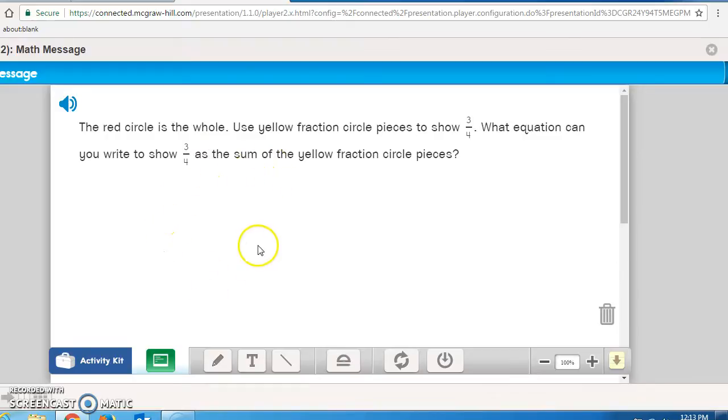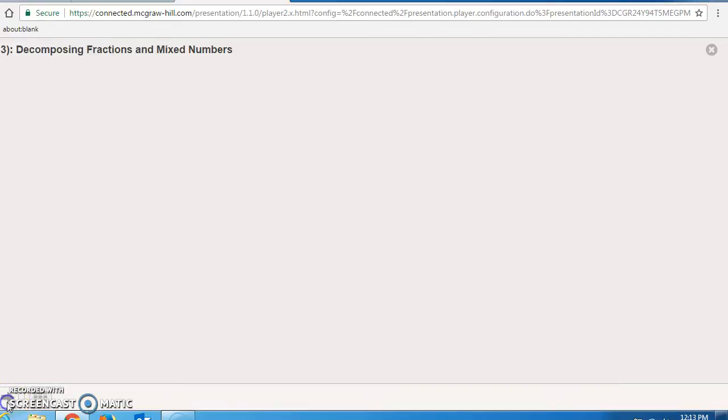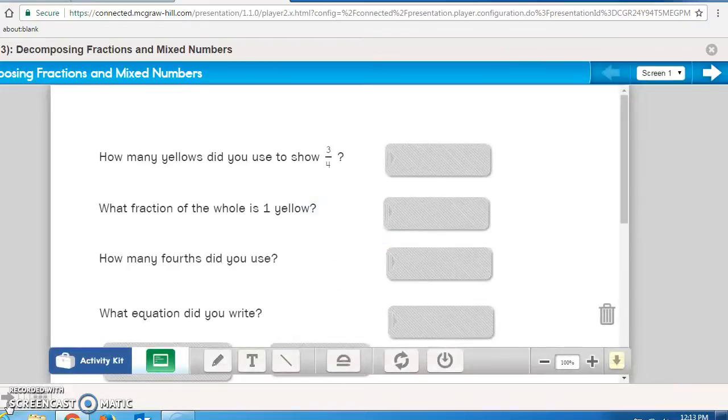So again, you should be pausing the recording and getting out your red circle that you cut out earlier and put into a Ziploc bag. You should then get out your yellow fraction circle pieces and cover it to show 3/4. And the final step you're going to do is write an equation that shows 3/4 as the sum of the yellow fraction pieces. Pause the recording now, and please do that. By the time you finish, I want you to look at these questions and you should be able to answer them. Again, pause the recording now and get those pieces out.